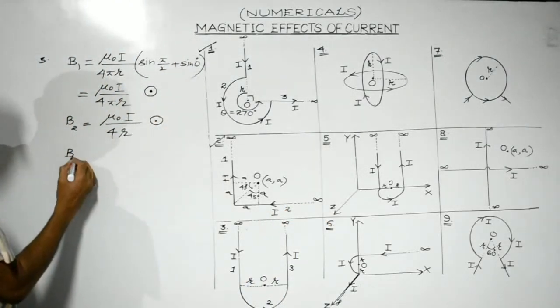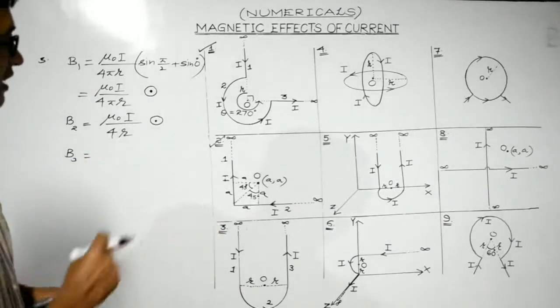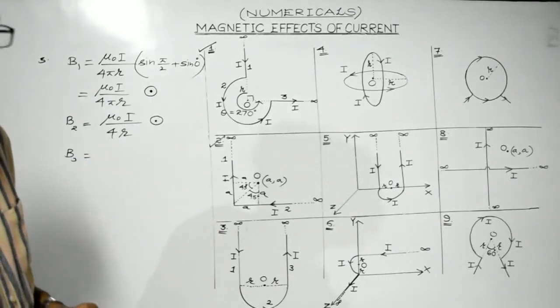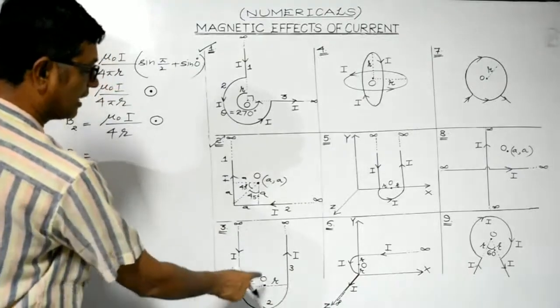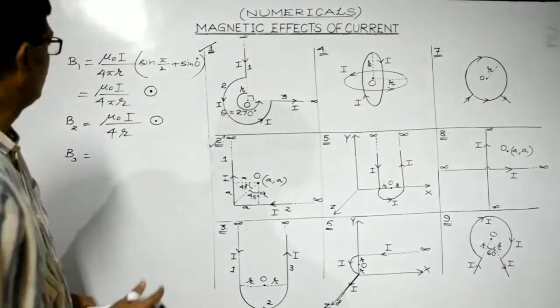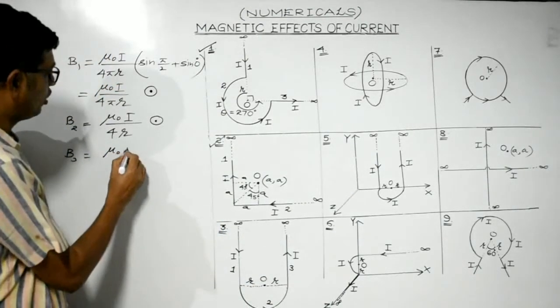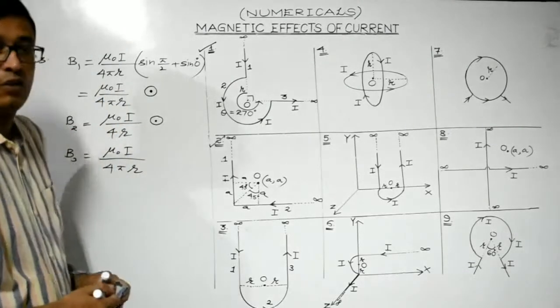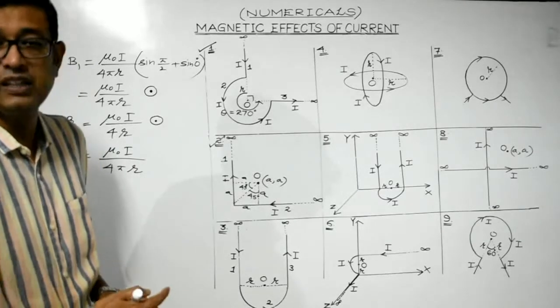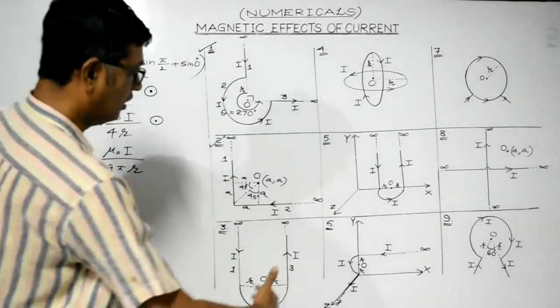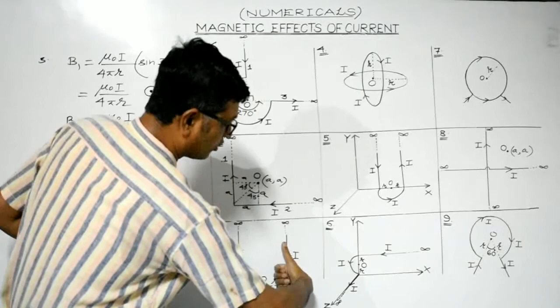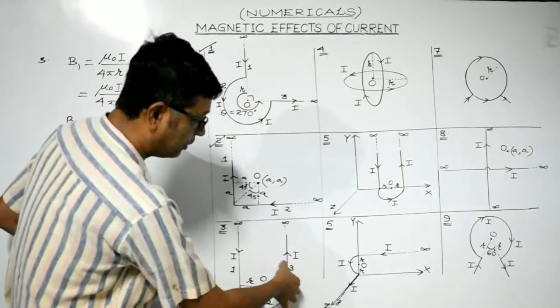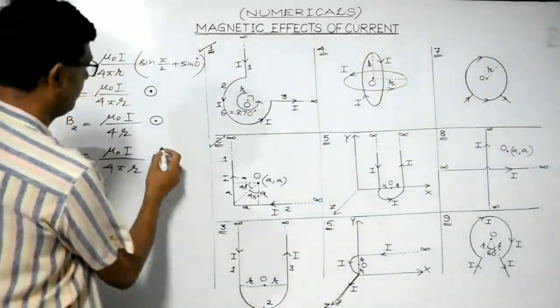Now B3. Due to this straight conductor, the magnetic field at point O again has the same magnitude as that of the first conductor. So what you get is mu naught I divided by 4 pi r. What about the direction? Again, make use of the right hand thumb rule. That will give us the direction of the magnetic field at point O to be in the outward direction.